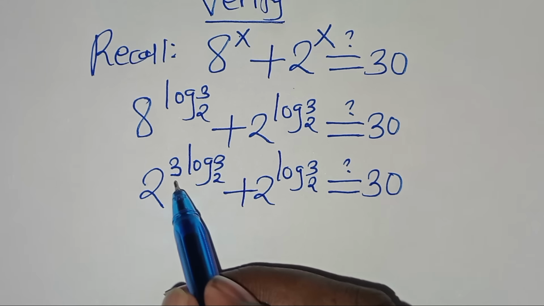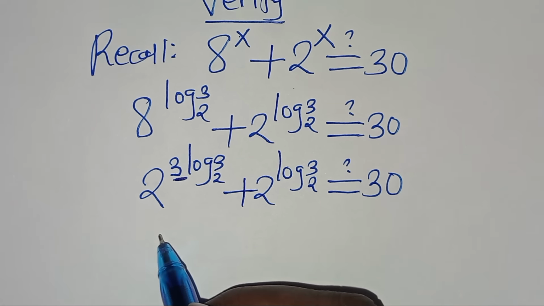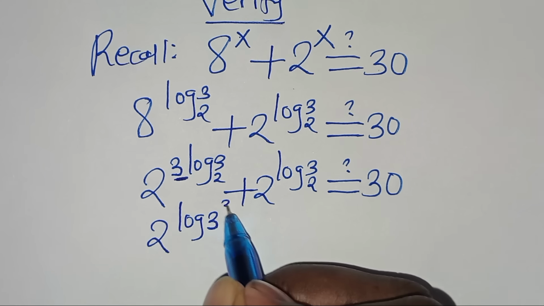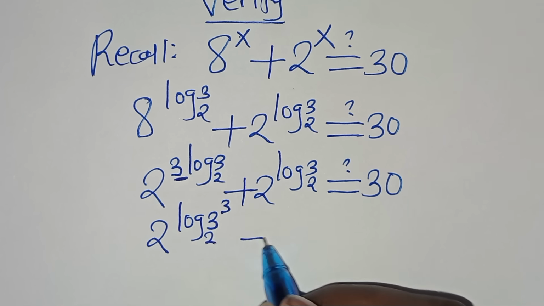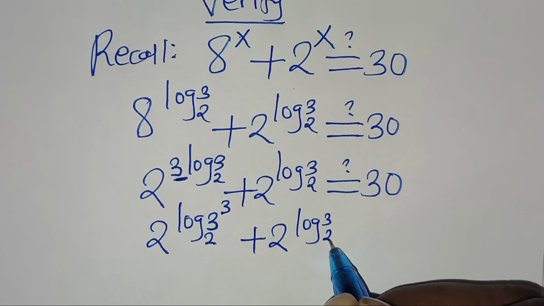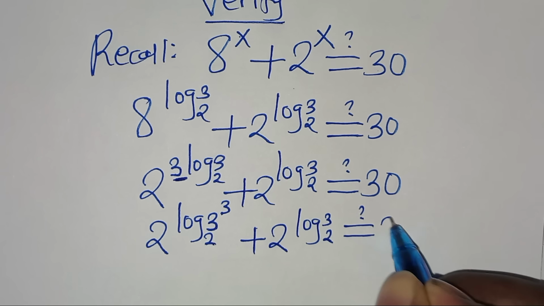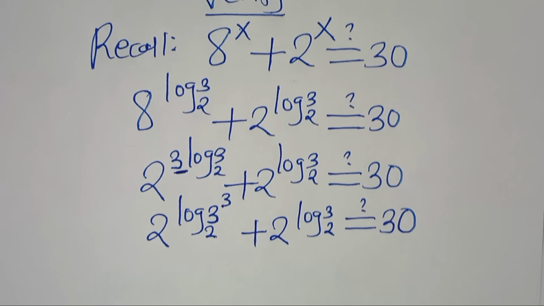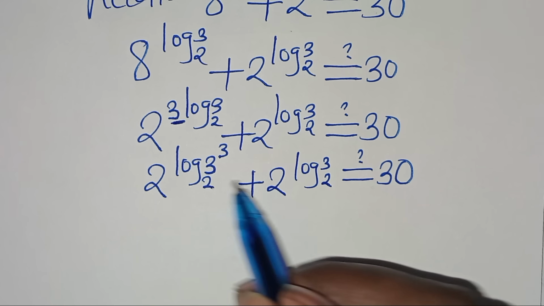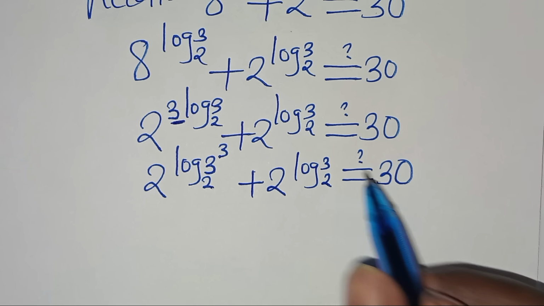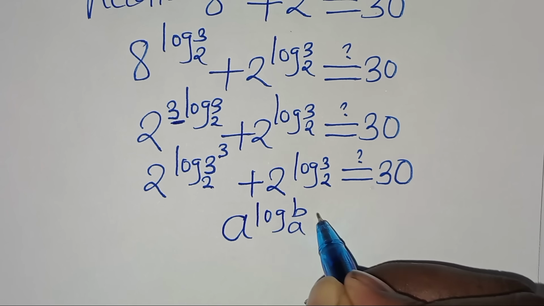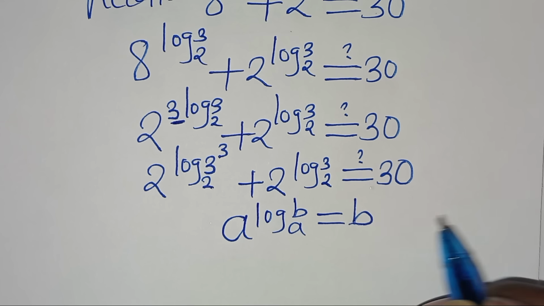Now you find that 3 is a power here. So this indicates that we have 2 to the power of log 3 to the power of 3, to base 2, plus 2 to the power of log 3 to base 2. This is supposed to give us a value of 30. Now, these terms are in the form of a to the power of log b to base a, which is supposed to give us a value of b.